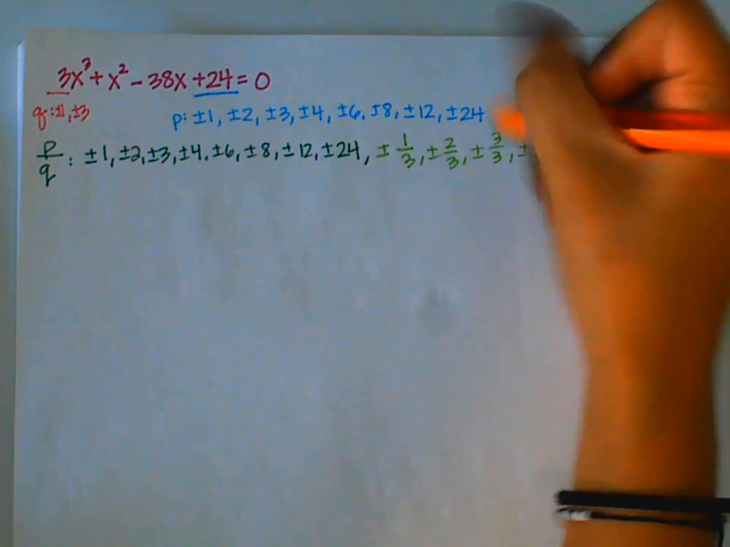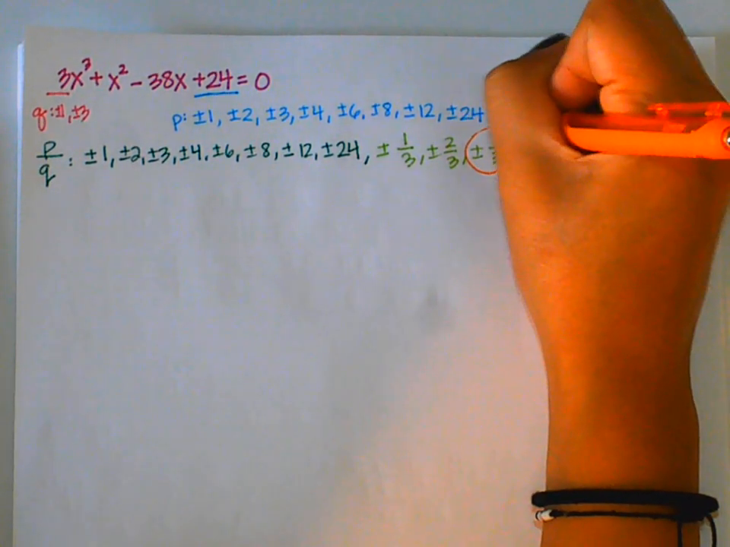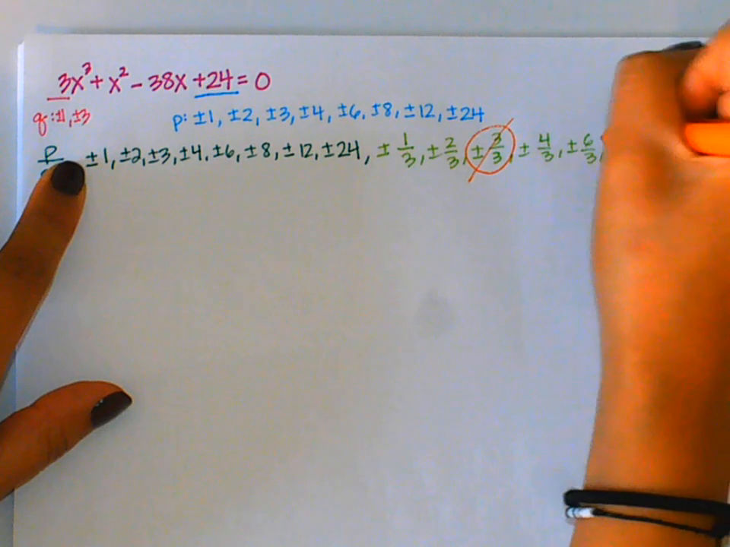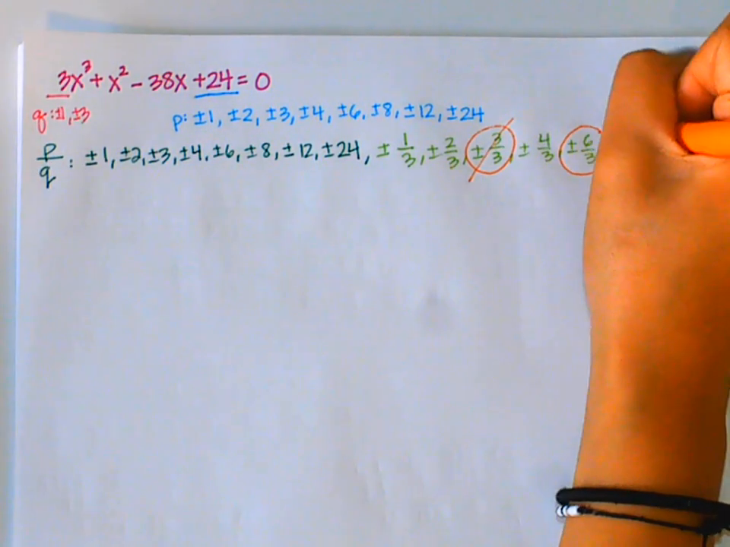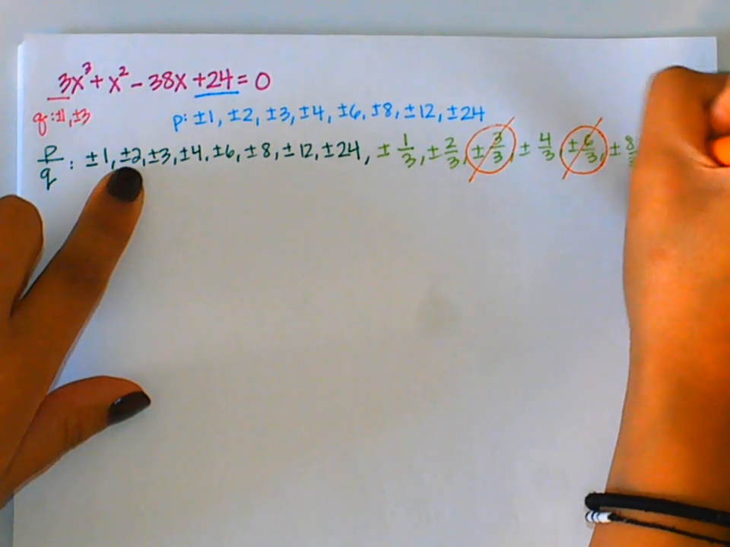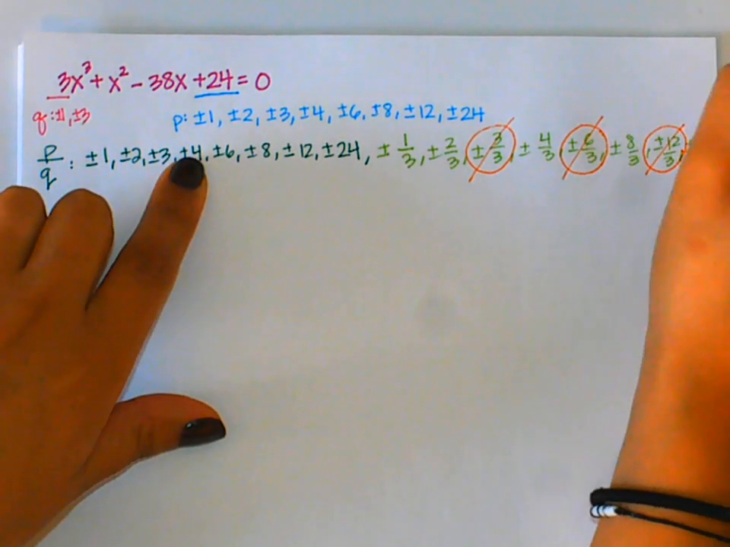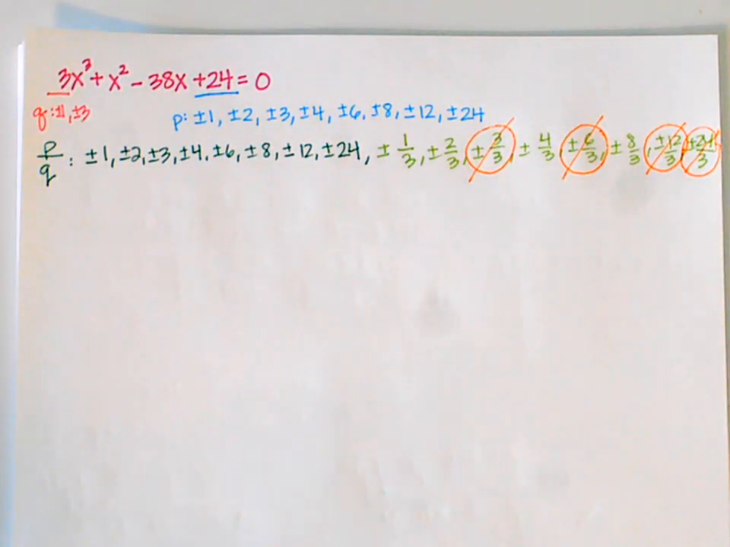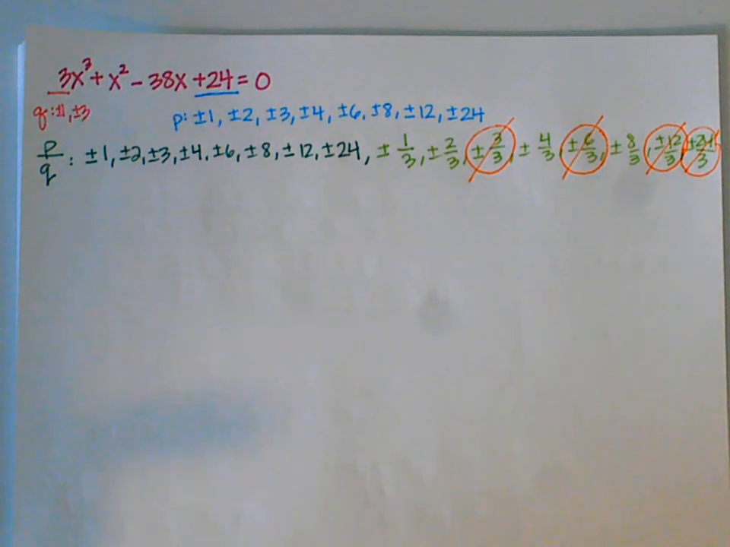I notice here that I have a 3 over 3. Well, if I were to simplify that, I get 1, which is already over here. I also have a 6 over 3, which again, if I simplify, gives me the 2. I have a 12 over 3, which simplifies to 4, and then a 24 over 3, which simplifies to 8. So luckily, some of those are repeated. I can cross those out, and I decrease my chances there. Not very helpful, but still, it's better than nothing, I guess.